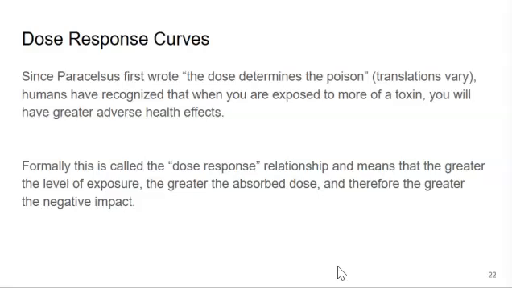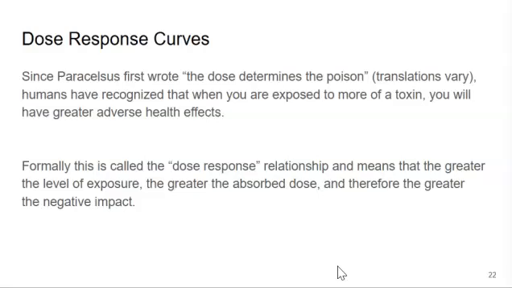So since Paracelsus first wrote that the dose determines the poison, remember I said translations vary on that, humans have recognized that when you are exposed to more of a toxin, you will have greater adverse health effects. Right, and people know this. So if you think about just day-to-day living, if somebody consumes alcohol, the more alcohol you drink, the more effects you have from that consumption of alcohol. And if you keep drinking unchecked, you will actually poison yourself, and you can even kill yourself that way, right? So we know that the dose determines the poison.